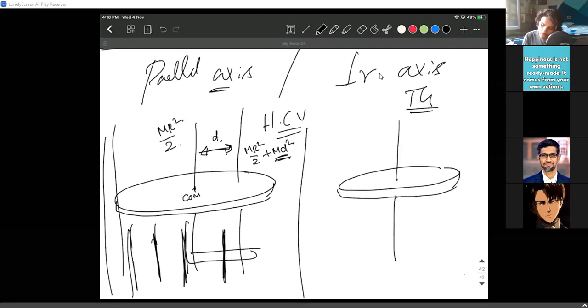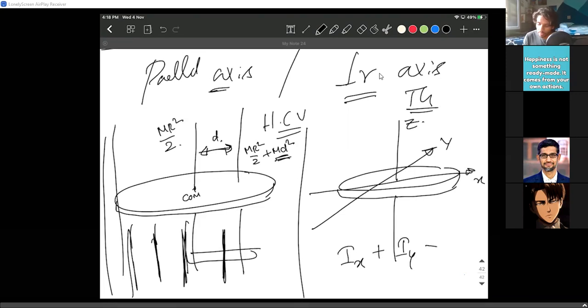Perpendicular axis theorem is also very simple. Let us call this the z axis, this the x axis, and this the y axis. The perpendicular axis theorem says the moment of inertia about x plus the moment of inertia about y is nothing but the moment of inertia about z. And this is only valid for 2D bodies, so please be careful. Like a square plate, like a disk, a body which is only in 2D planes.